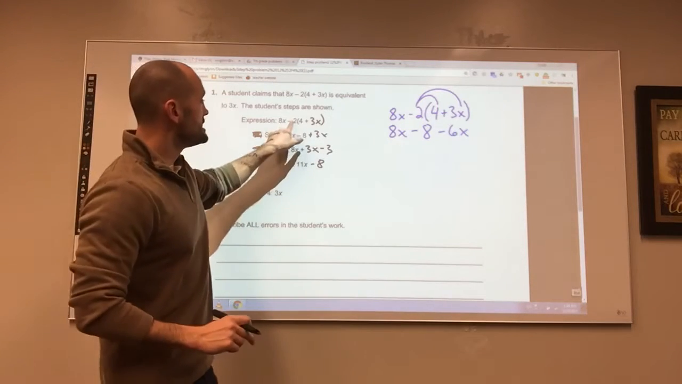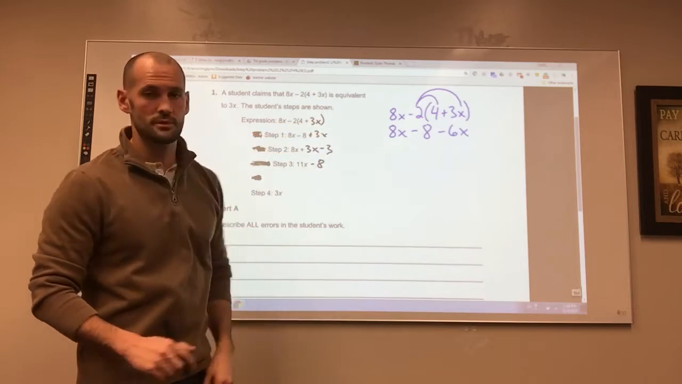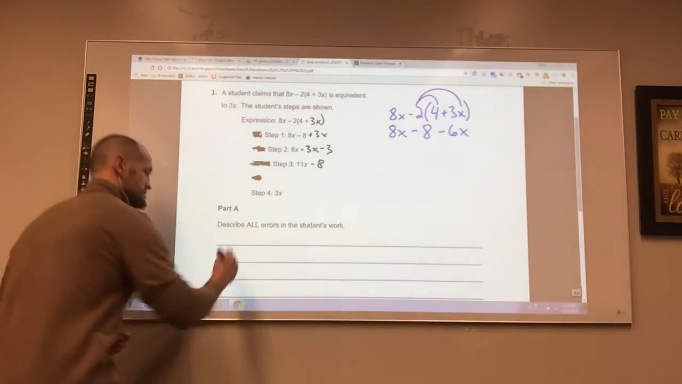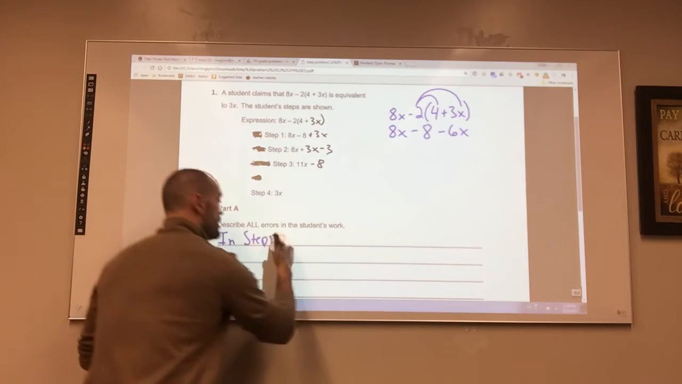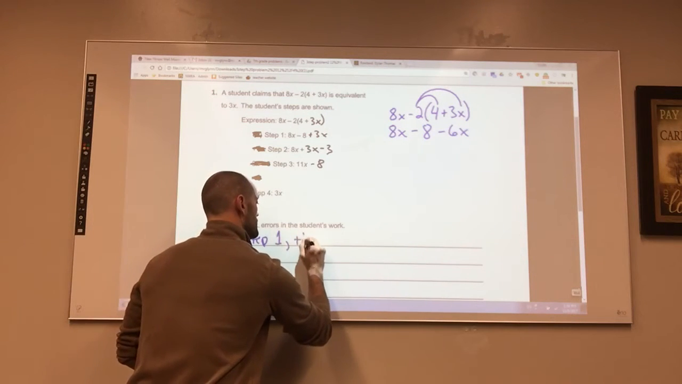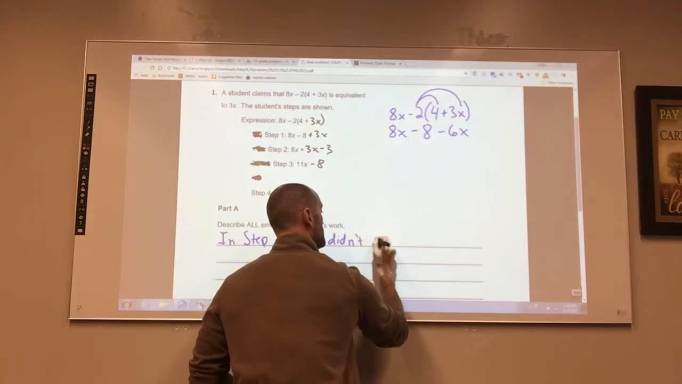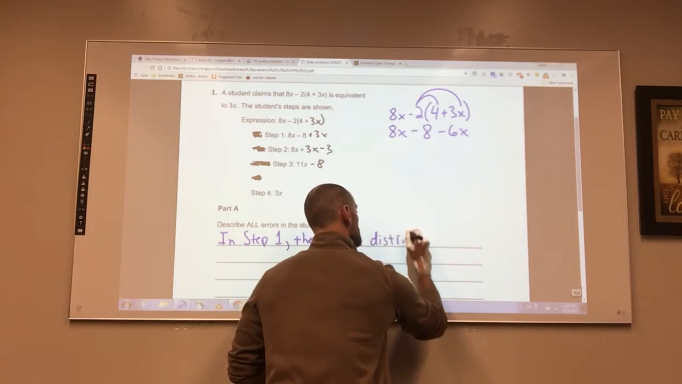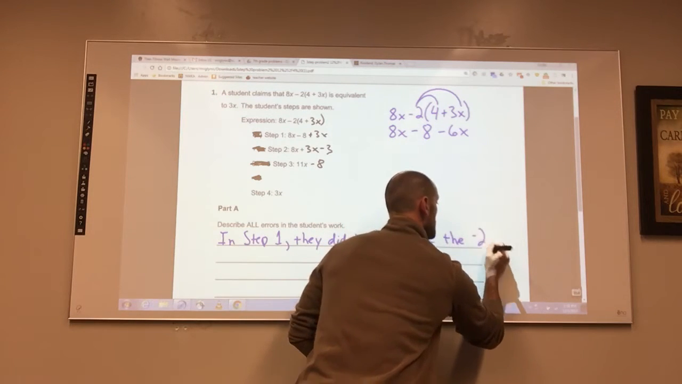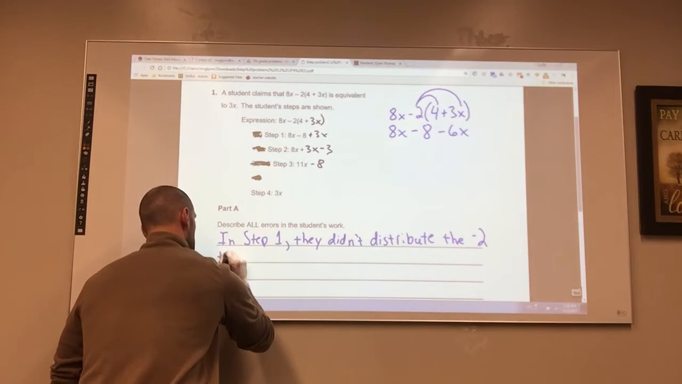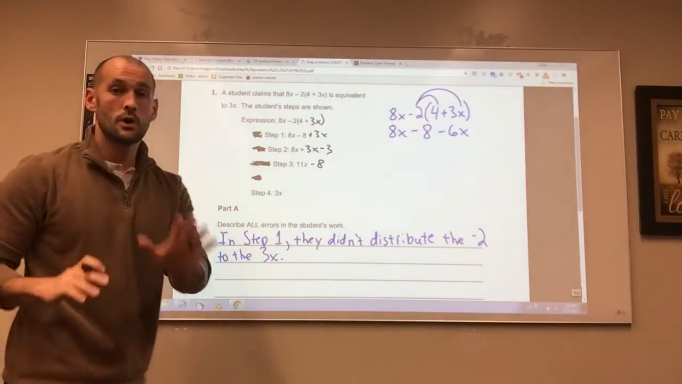That's right. They did not. How do they keep it 3x? They didn't do anything to it, which means they did not distribute. Right there is my first part of my answer. In step 1, they didn't distribute the negative 2 to the 3x.